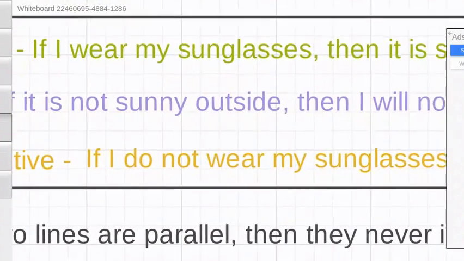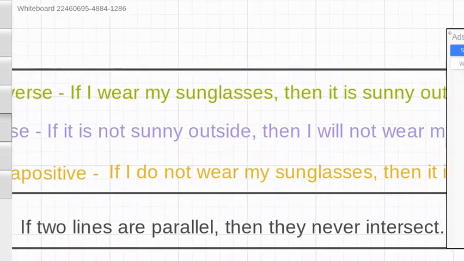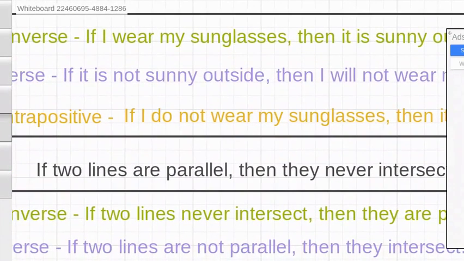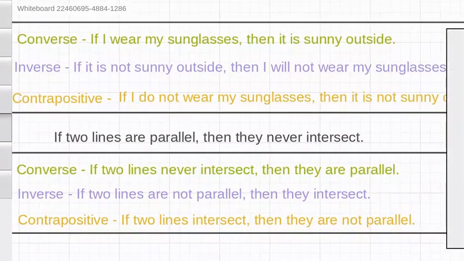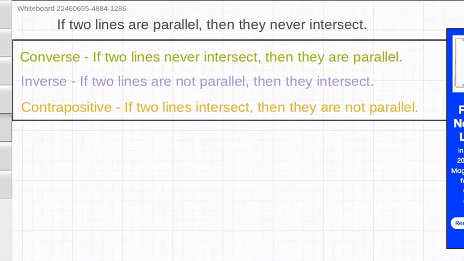Alright, the next one says, if two lines are parallel, then they never intersect. So the converse would be, if two lines never intersect, then they are parallel. Inverse would be, if two lines are not parallel, then they intersect. And the contrapositive would be, if two lines intersect, then they are not parallel.